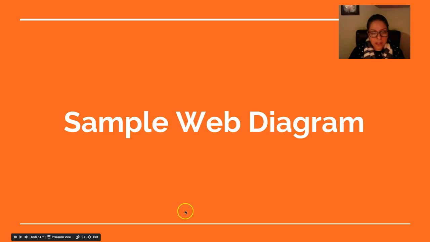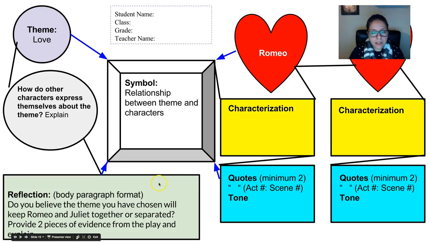Okay, so here's a sample web diagram. There's different components on here. Now if you look at the quotes section, I included the act and the scene. That's what I want. So wherever quote you use, I want you to label it. Okay, it was in Act 1, Scene 3.